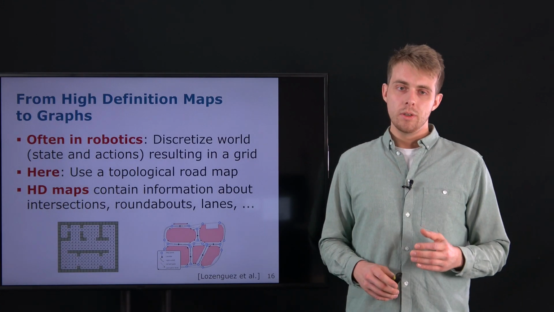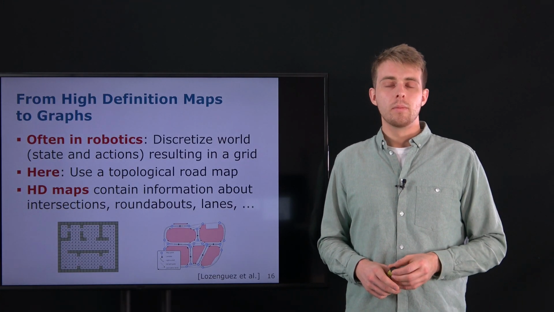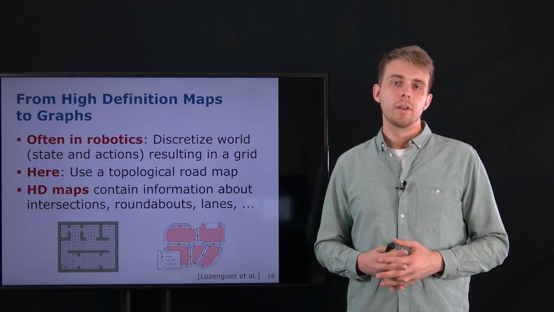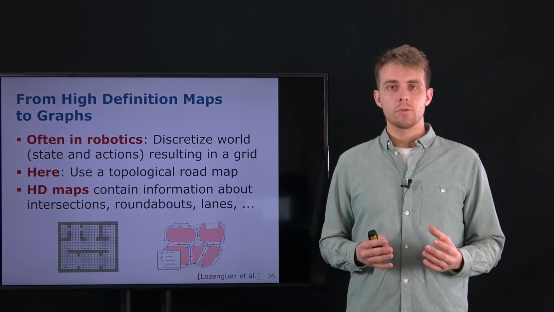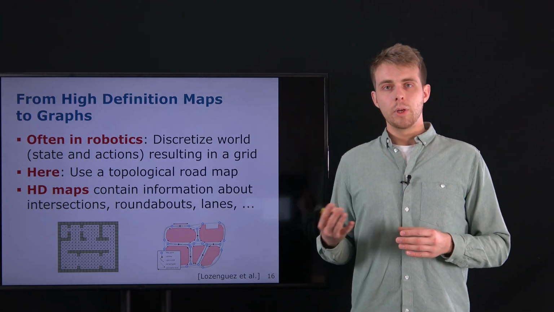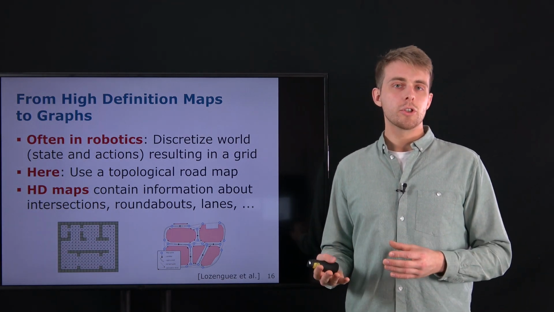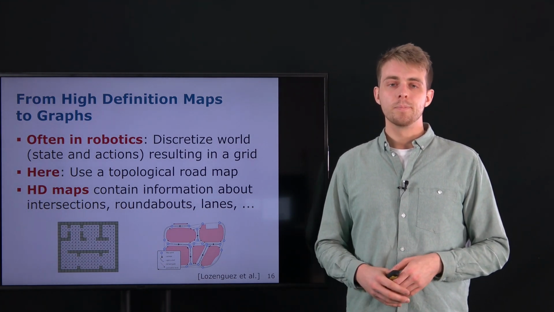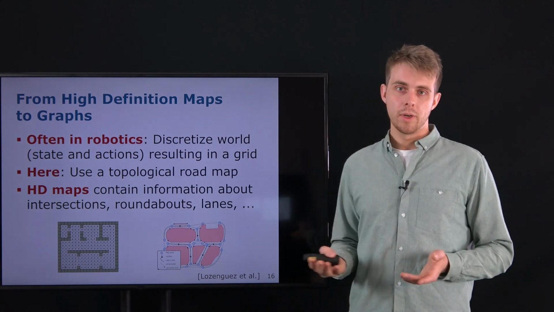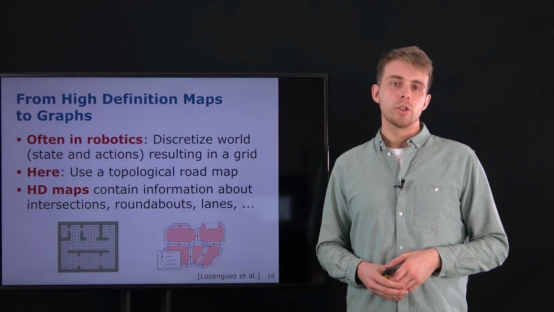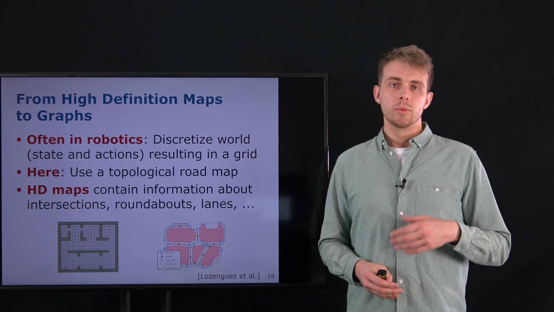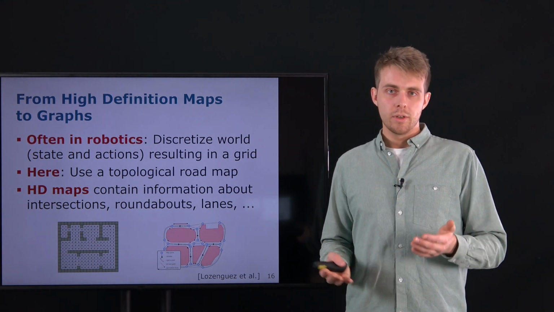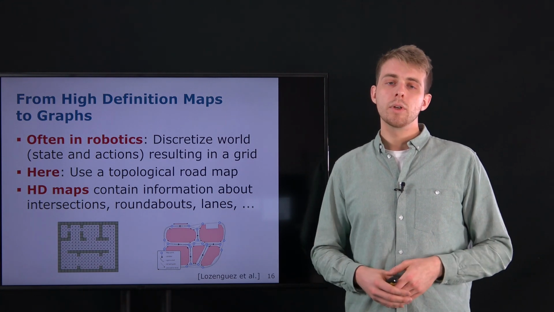So the maps we usually use here are high definition maps. And the idea for the global planning is to convert this map structure into a graph structure. And then we can apply different search techniques on this graph in order to get the optimal path in the end. From robotics, you might know that a common approach is to discretize the world. So we discretize actions and also states, and then we get a grid and can move in the grid or plan in the grid.